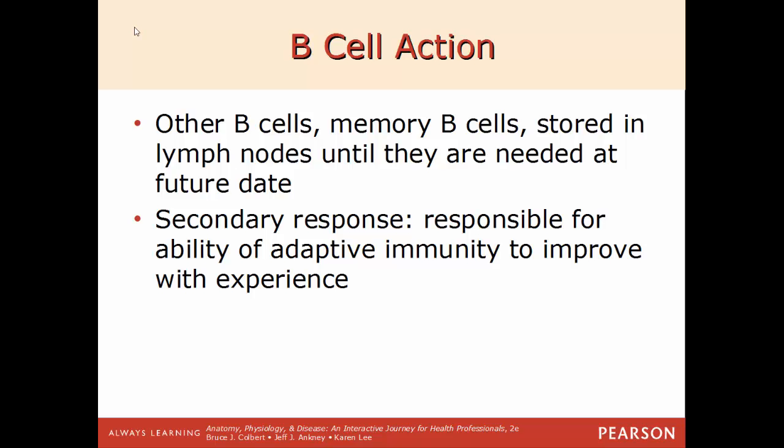Now, other B cells, like memory B cells, are stored in the lymph nodes until they're needed at a future date. These are basically the filing cabinet, the keepers of the database of all pathogens that your body has fought in the past. So when they are exposed to it again, the response can be much faster and much more aggressive. This is called the secondary response. So your response will get better with more exposure.